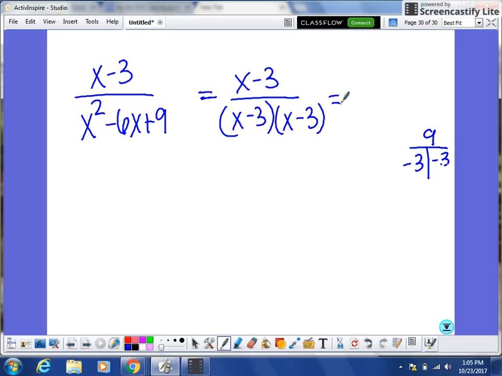So it would be really tempting to cancel everything out, but there's only one x minus 3 on top, so I can only cancel out one of the ones on the bottom. So on the bottom, I'm left with an x minus 3. I cannot just leave my answer as x minus 3 though, because there is a top to this fraction. So I need that one placeholder on the top of my fraction.